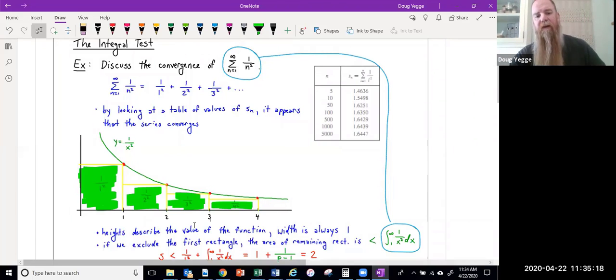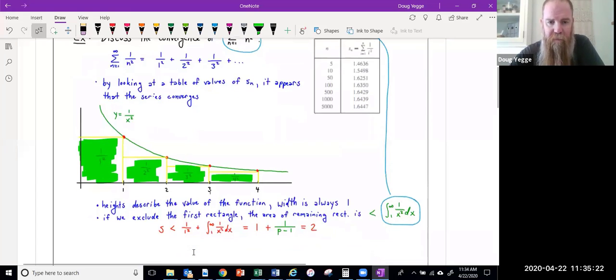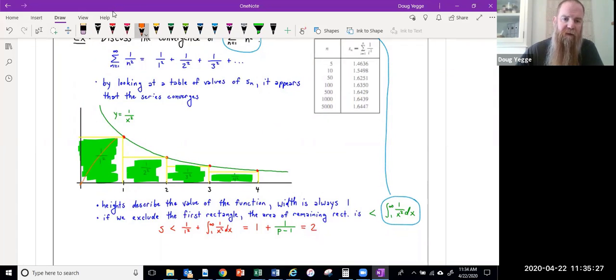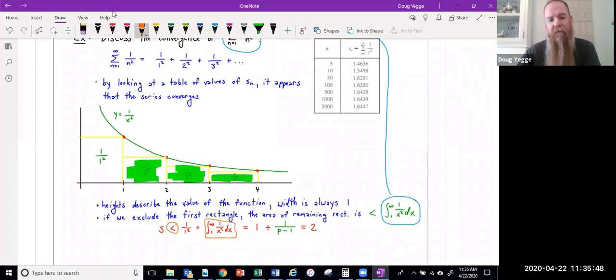So now we want to focus on this, because if I were to get rid of the first rectangle, which seems a little weird, am I able to just cancel that out? Well, it turns out that, yeah, you are, because if I were to do so, then the area of the remaining rectangles is going to be smaller. The area of what remains is going to be smaller than whatever the total area from 1 to infinity is, plus that extra rectangle.